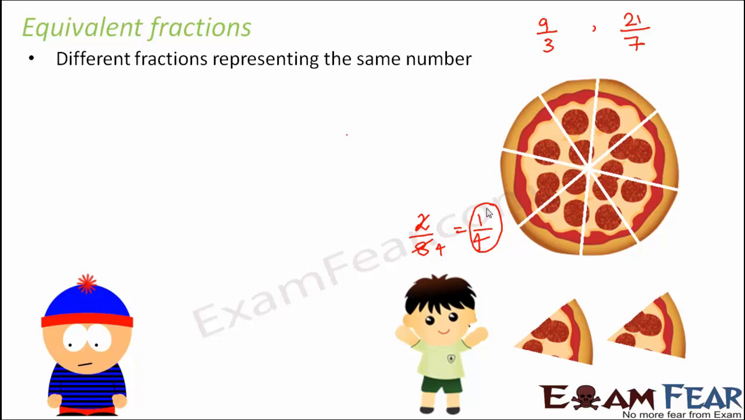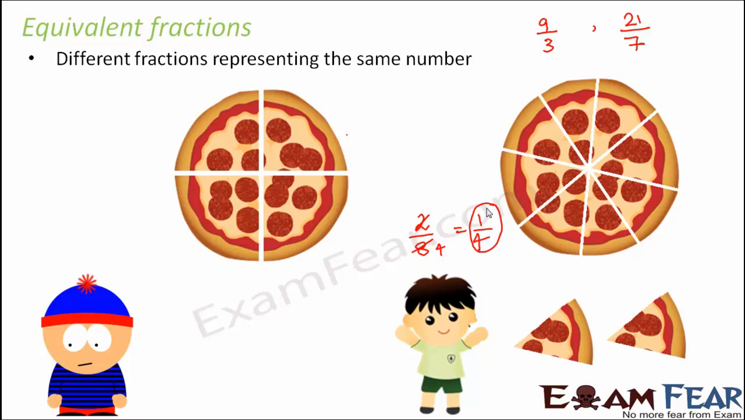In another scenario, another boy is again hungry and he has a pizza. What he does is, instead of dividing it into 8 equal slices, he divides it into 4 equal slices. And then he eats 1 slice out of the 4 slices. So if I ask you what fraction of the pizza is eaten by this boy, it would be 1 slice out of 4 slices, which is 1/4 of the pizza.